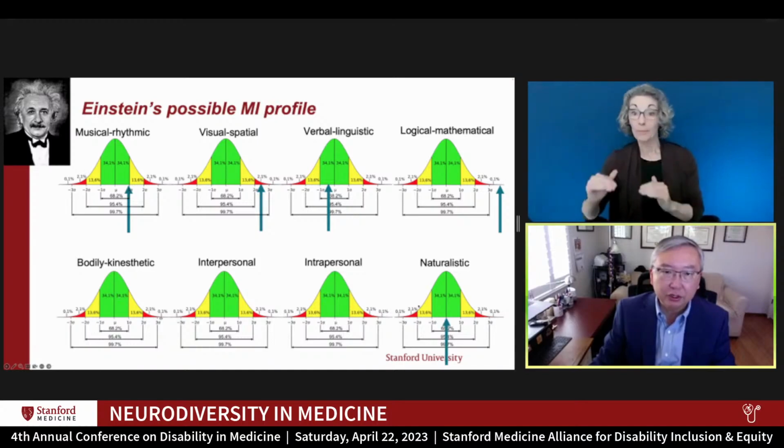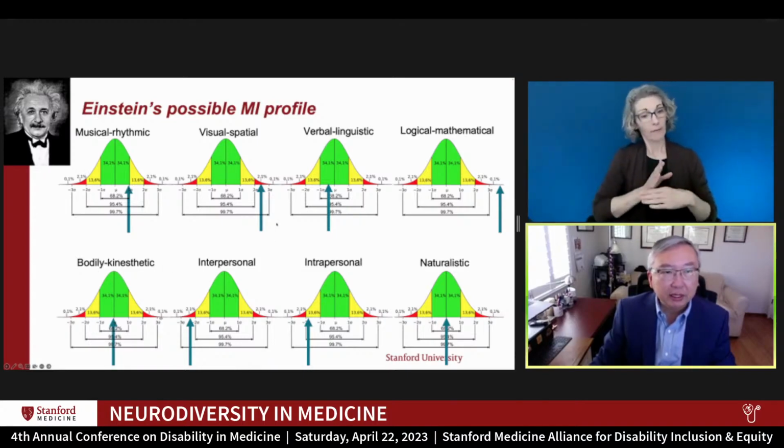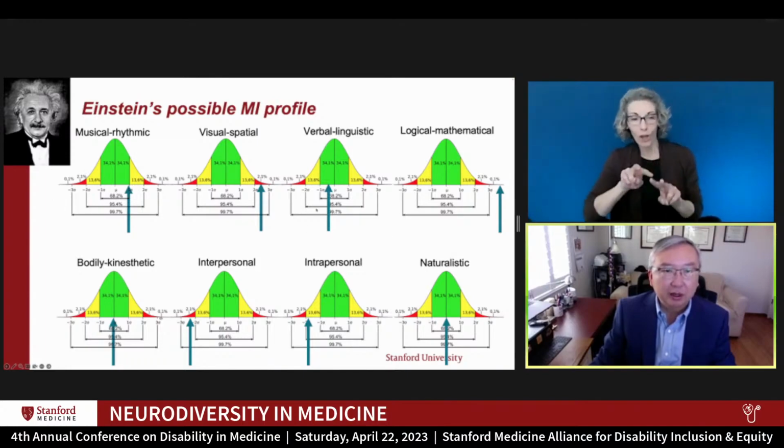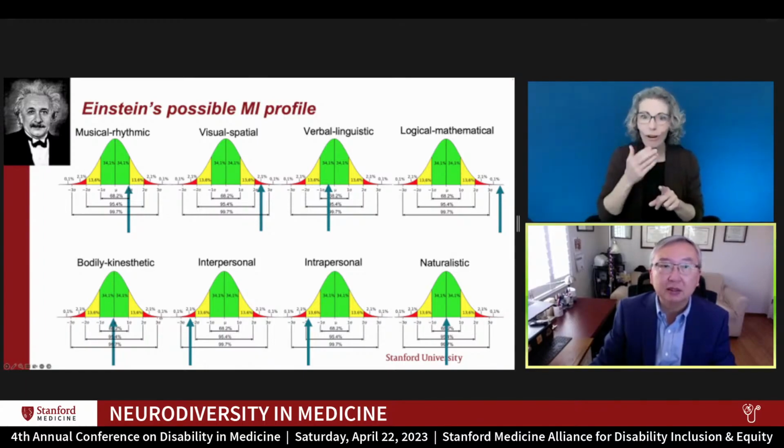Naturalistic, average. Intrapersonal and interpersonal, based on the history books, he struggled quite a bit. Bodily kinesthetic, average. When we are looking at this profile, what you can see is that the genius of the genius is not superior in all the different domains. He, however, is very good at a couple of domains that he is very passionate about, and because of that, he really distinguished himself and really brought a lot of good to the society.